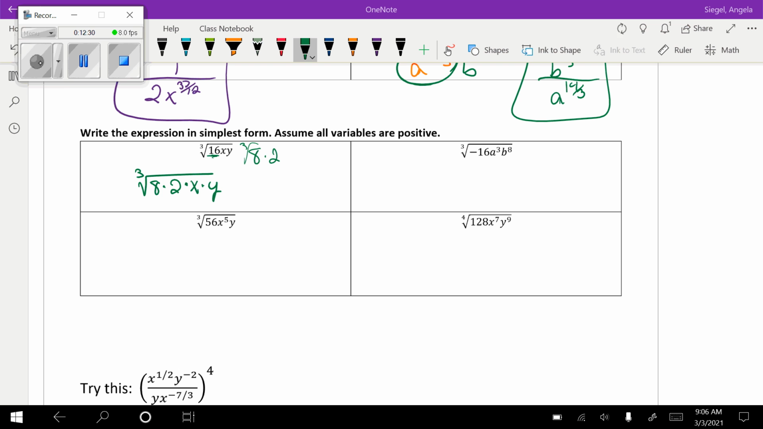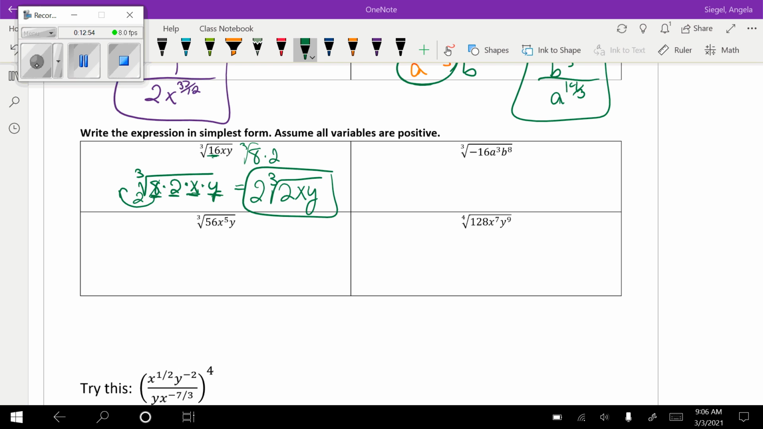Okay, so then I'm going to take each one of these and say, okay, well, what can I take the cubed root of? Well, I can take the cubed root of that. That is 2. So I can't take the cubed root of that. I can't take the cubed root of that, and I can't take the cubed root of that. So my final answer is 2 cubed root of 2xy.